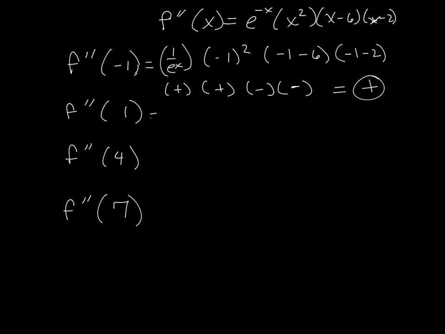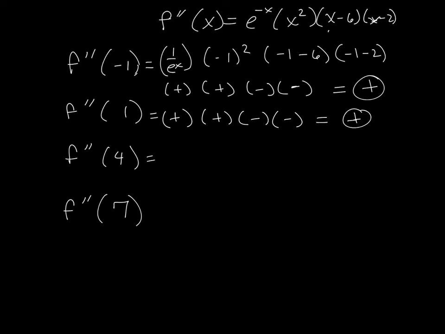I do the same thing for the 1 for the next piece. The first factor, 1 over e to the x, is always positive. 1 squared is always positive. Then I have 1 minus 6, plugging it back into here again. 1 minus 6 is going to give me always a negative, and 1 minus 2 will also give me a negative value. So this is, again, always going to be positive.